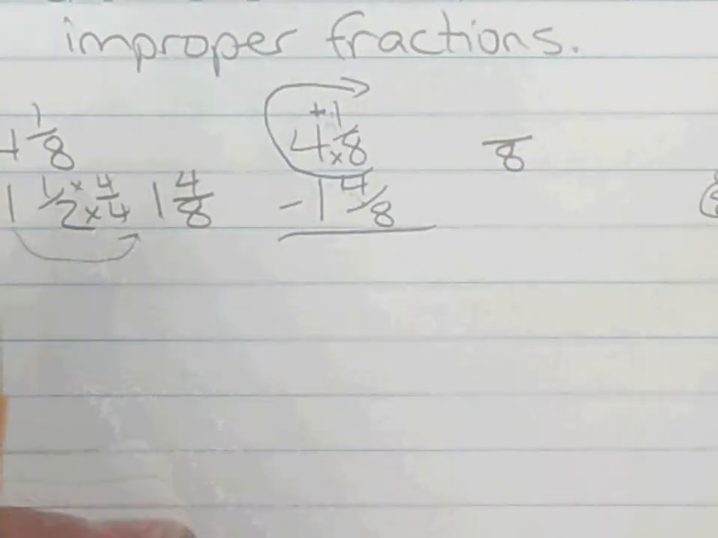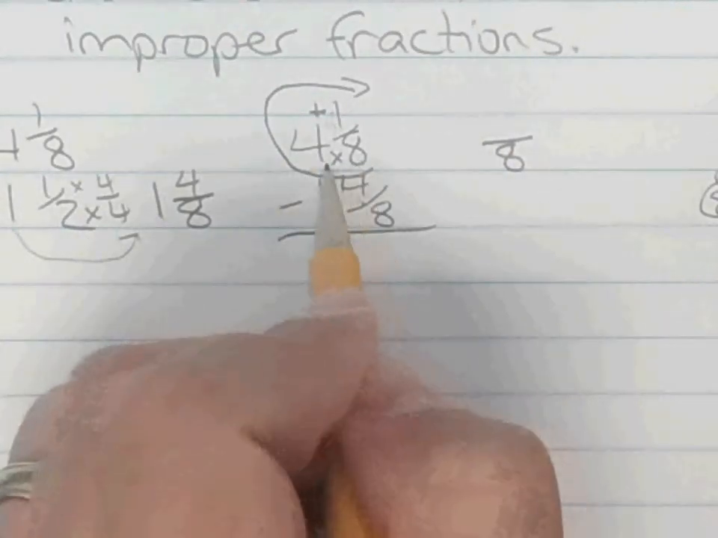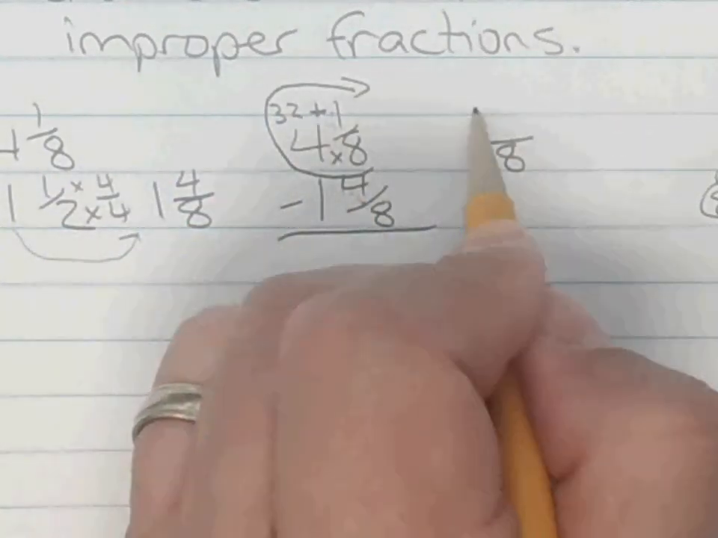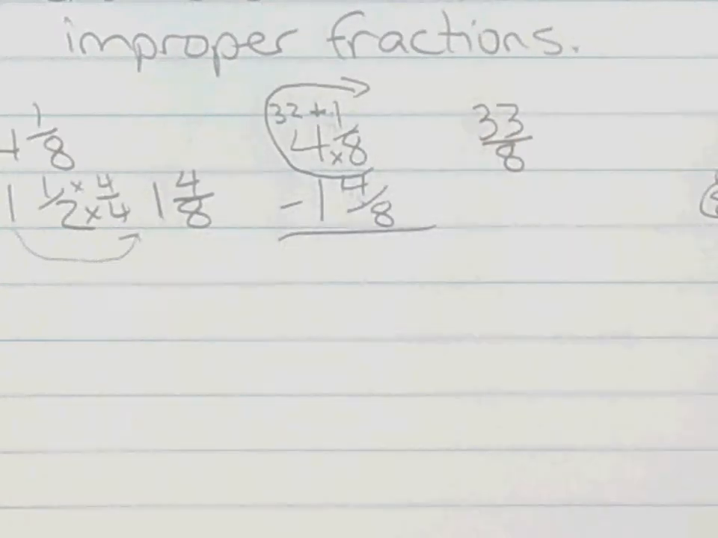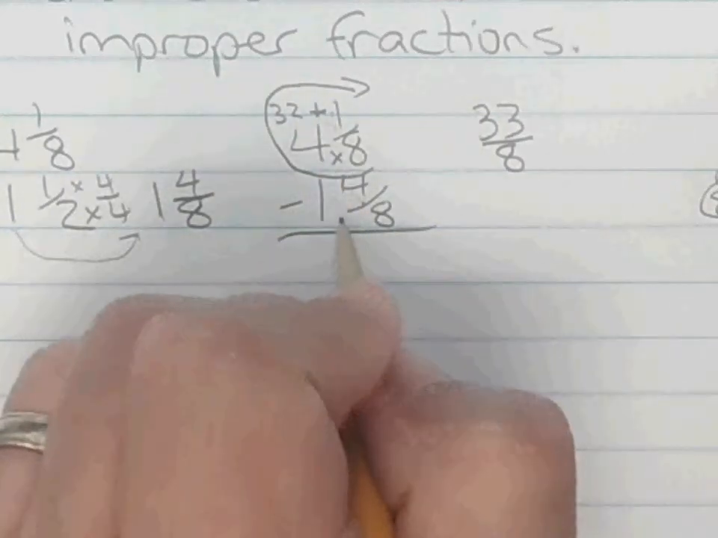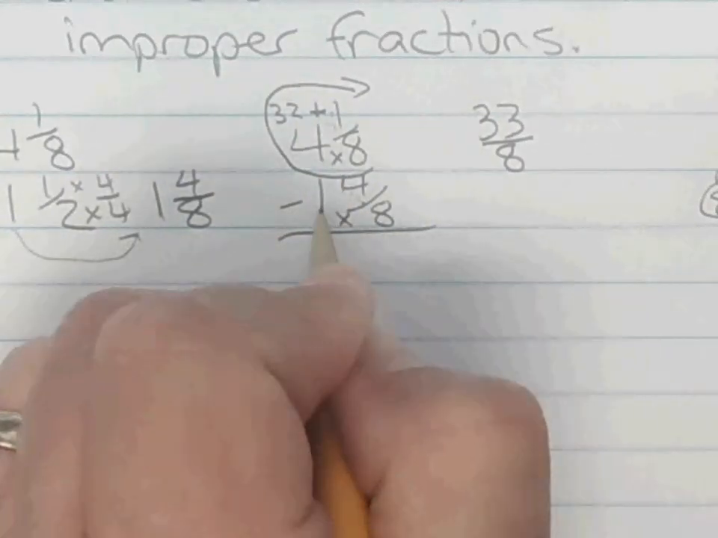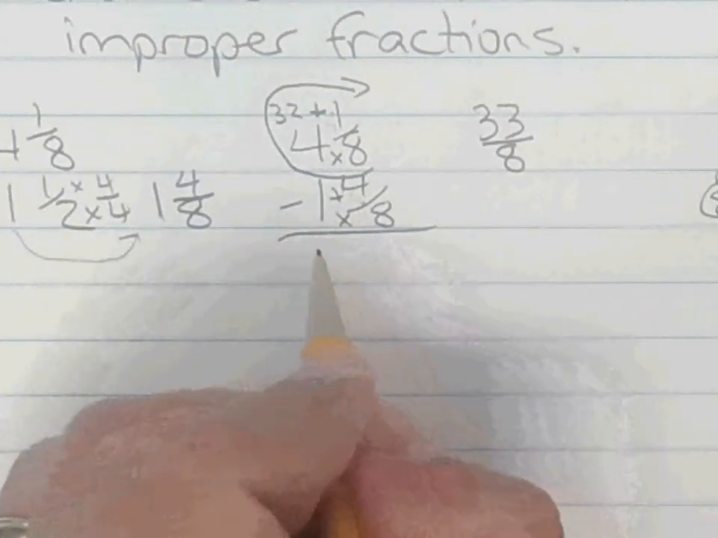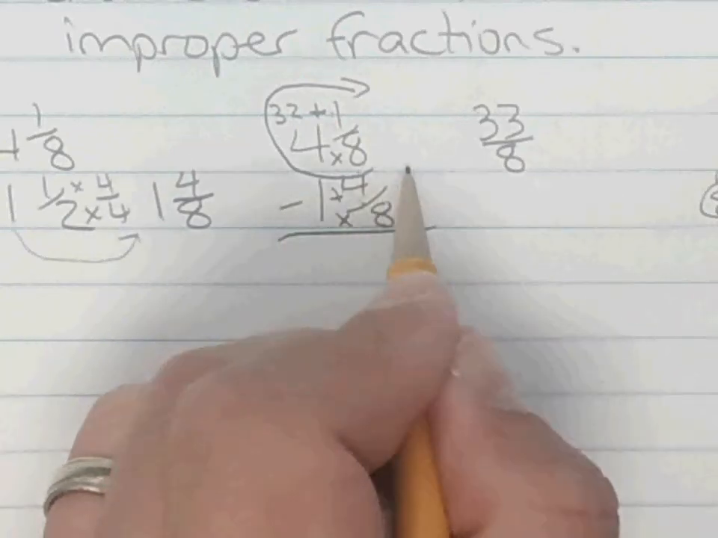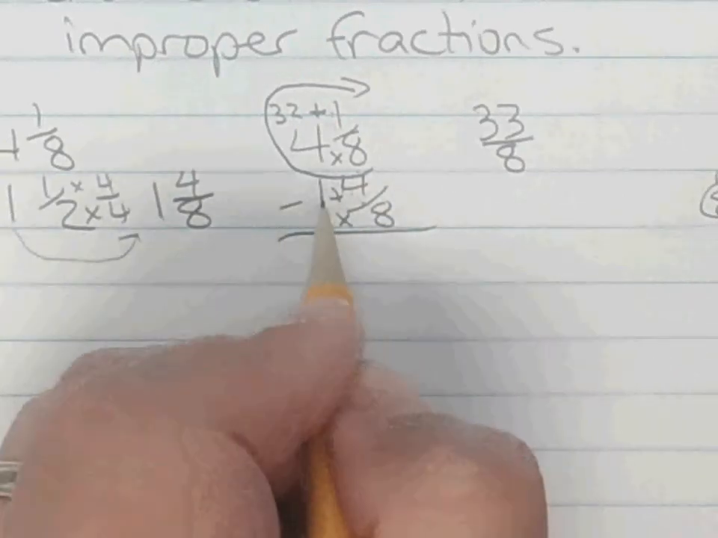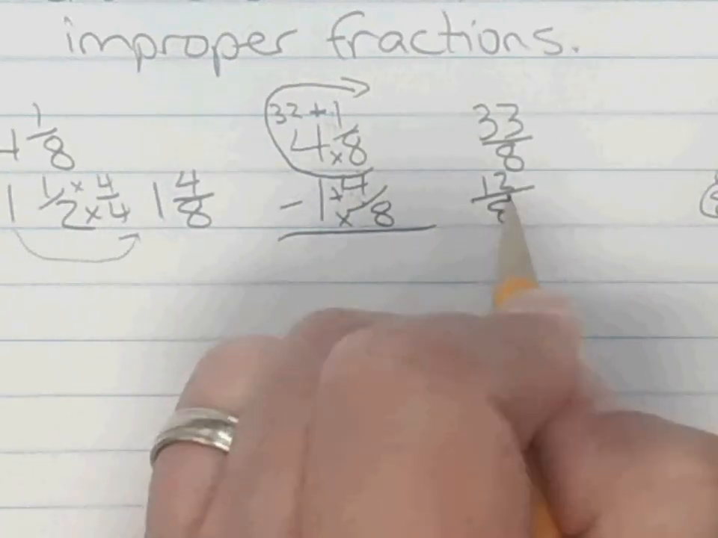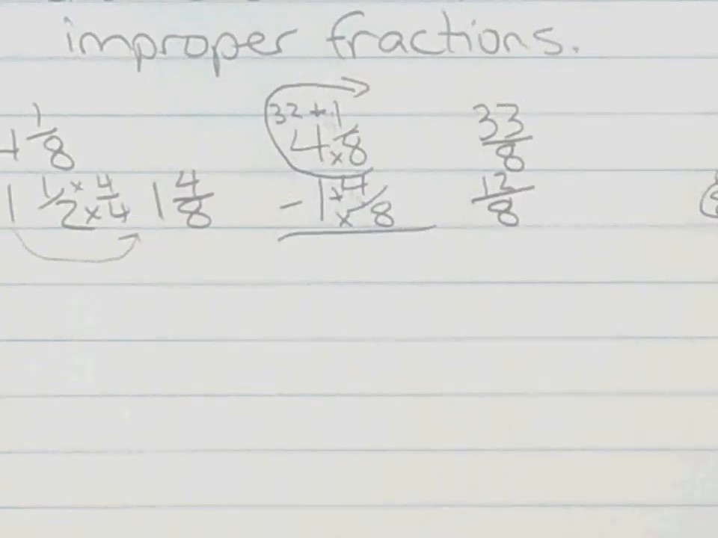It'll be in 8s. So I do 4 times 8, which is 32. 32 plus 1 is going to be 33. So now I'm at 33/8. Okay? I'm going to do the same thing down here. I'm going to multiply my denominator times my whole number, and then I'm going to add my numerator. So I'm going around in a circle this way. So I do 8 times 1, which is 8, and 8 plus 4, which is 12. And that gives me 12/8.